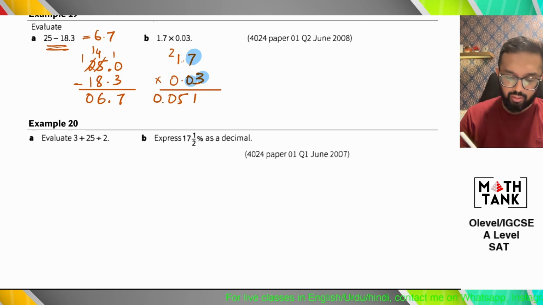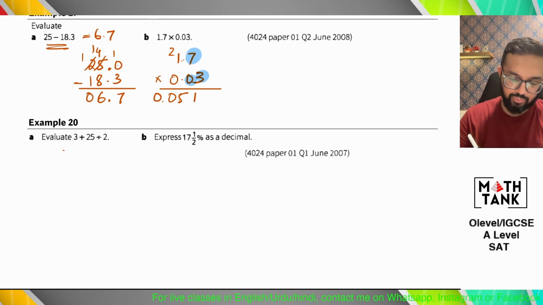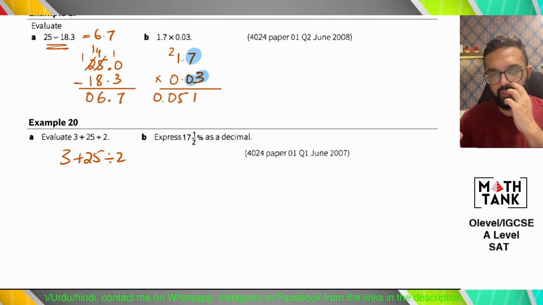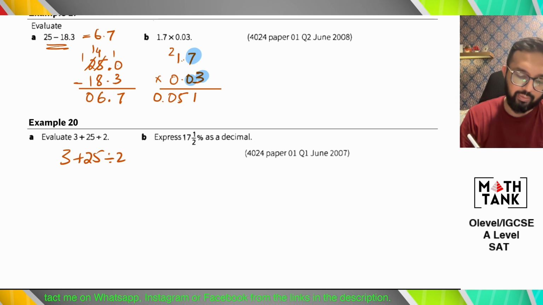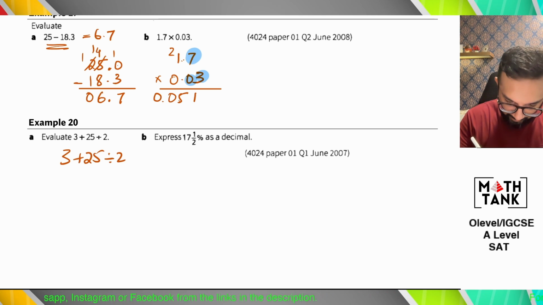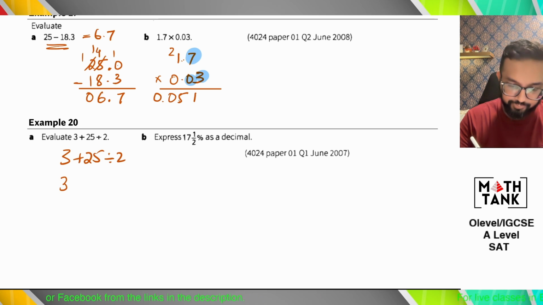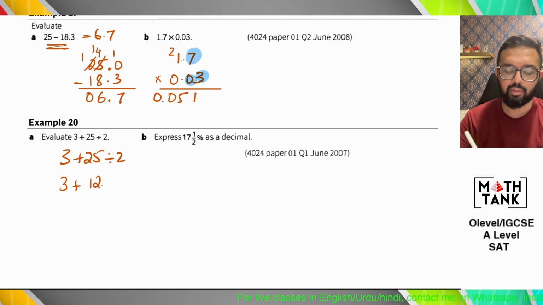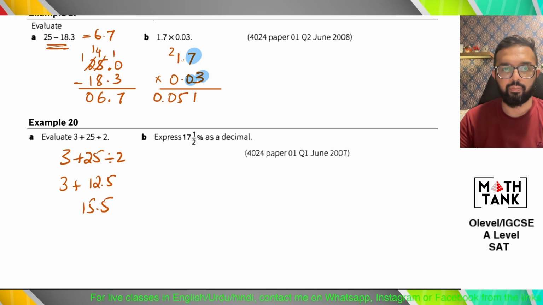Okay, this is a divide sign. So this question is 3 plus 25 divided by 2. If you remember from the rules before, what do you do first? You divide first and then add. So 25 divided by 2 is something that you'll need to do. Okay, if you remember that directly, it's just half of 25. Half of 25 is 12.5. So the answer should be 15.5.